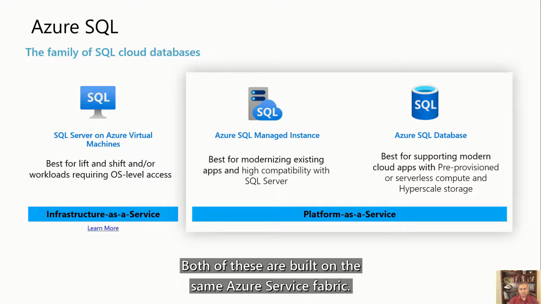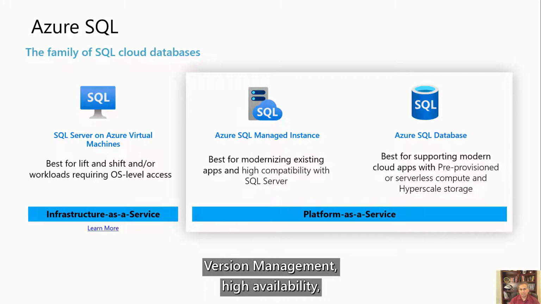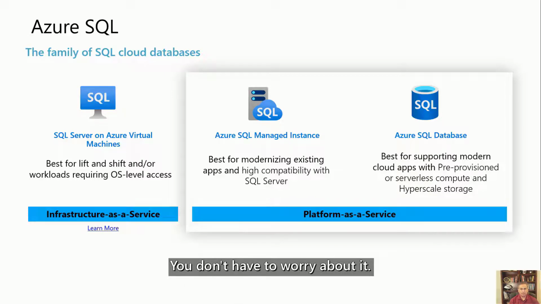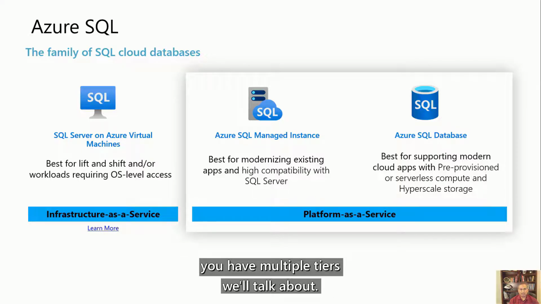Both of these are built on the same Azure Service Fabric. What that means is all the built-in capabilities like automatic upgrades, patching, version management, high availability, and backup strategy are all automatically taken care of, so you don't have to worry about it. And within each of these deployment choices, you have multiple tiers we'll talk about.